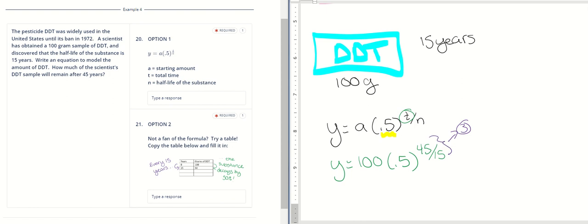How many 15s will fall into 45 years? 3 of them. So you can just leave it like this, but what this means is it doesn't cut in half 45 times. It cuts in half every half-life. So every group of 15, it cuts in half. Now, some of you might be saying this part is wild to me, and if that's the case for you, I've got a backup plan. For now, hold that thought.